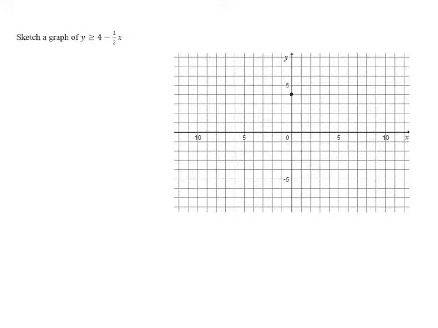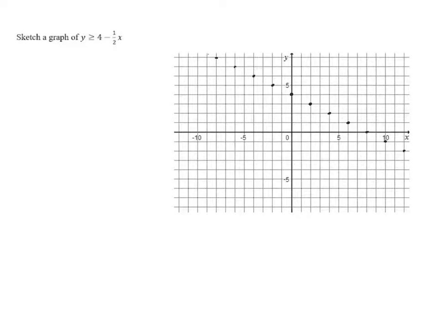And then the slope is negative 1/2, so we're going to go down 1 to the right 2, down 1 to the right 2, and so on. We can also go up 1 and to the left 2, over and over to get more points. And in this case, because y is allowed to be equal to 4 minus 1/2 x, that means that this line is actually a part of our solution.